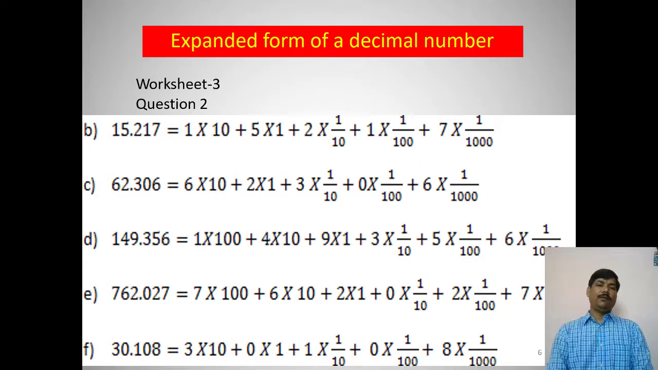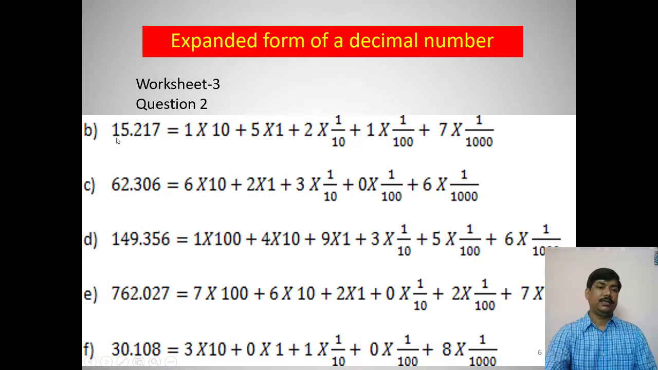Now, the expanded form of a decimal number. We can write the expanded form of a decimal number. Suppose this is the number 15.217. How do we read it? 15.217. So we can expand it. How do we expand it? By adding the place value of each digit of this number.